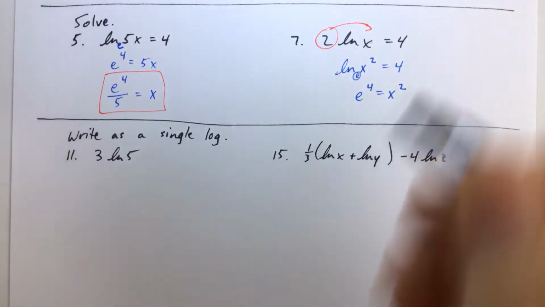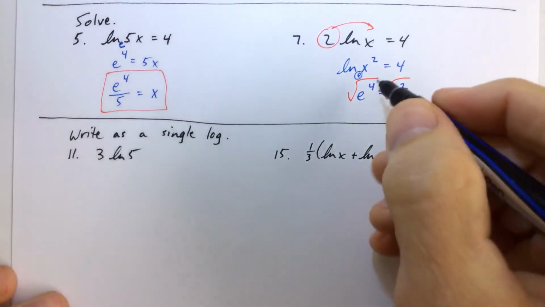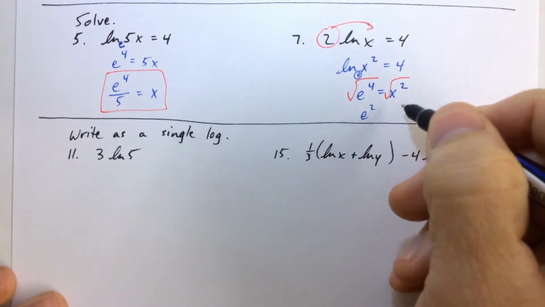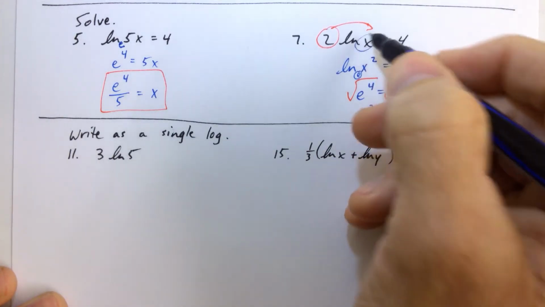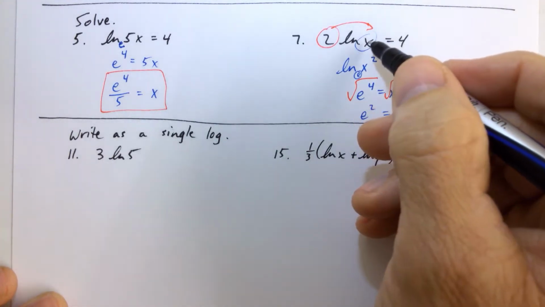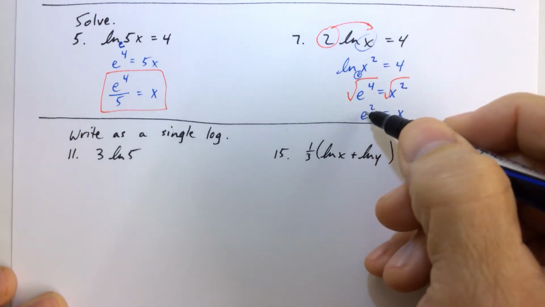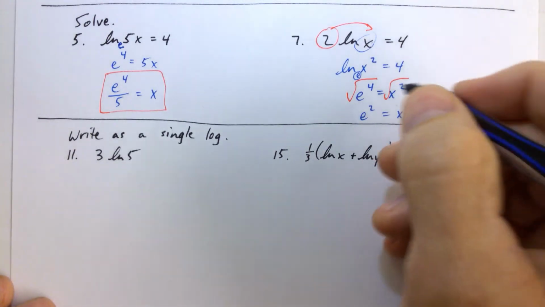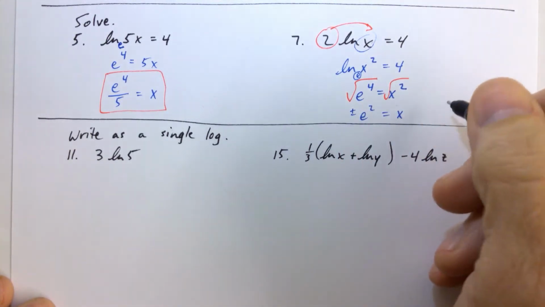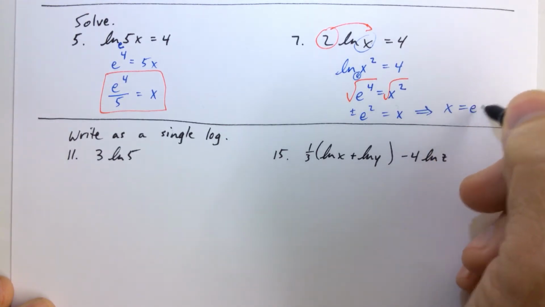Now, if we take the square root of both sides, the square root of e to the 4th is e squared. Now, normally we would get plus or minus, but because x is by itself in the original equation, we're not allowed to have negative e squared, not allowed to replace x with a negative number. So we would say x equals plus or minus e squared, but actually x is equal to e squared.